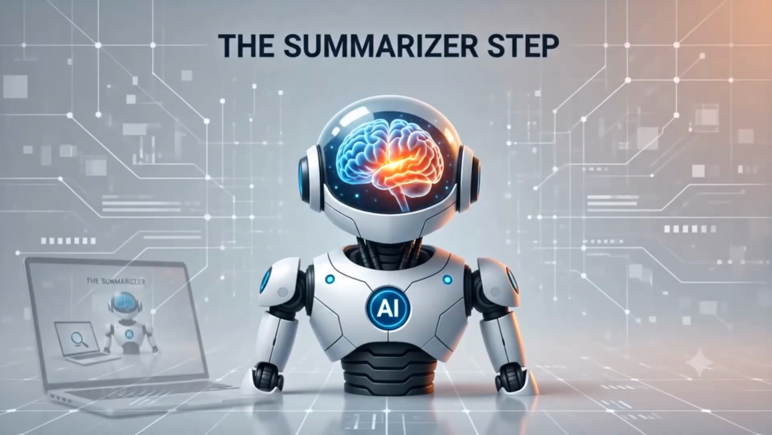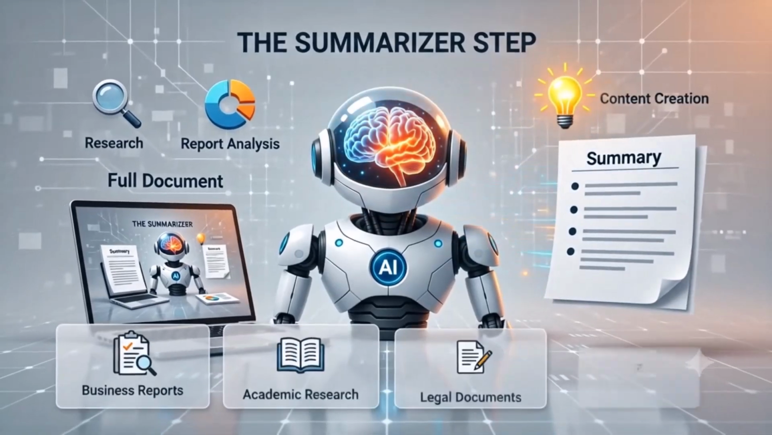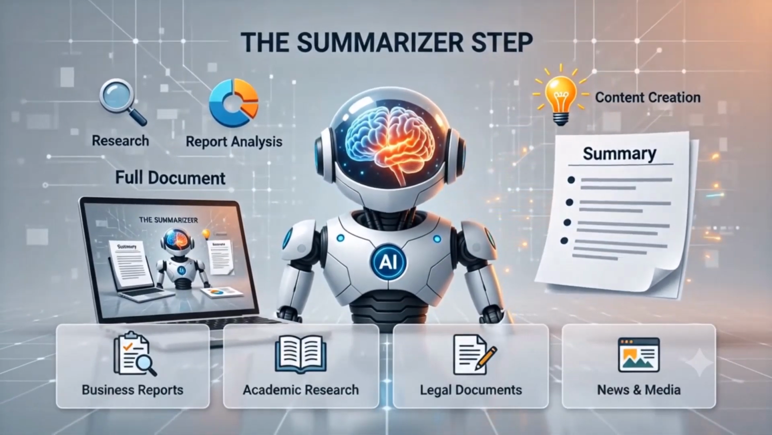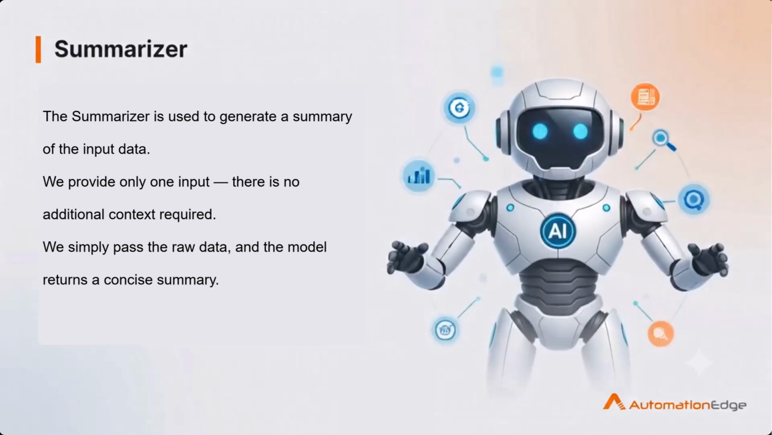Now let's move on to the summarizer step. As the name suggests, the summarizer is used to generate a summary of the input data. Here, we provide only one input. There is no additional context required. We simply pass the raw data, and the model returns a concise summary. Let's see summarizer step with simple demonstration.